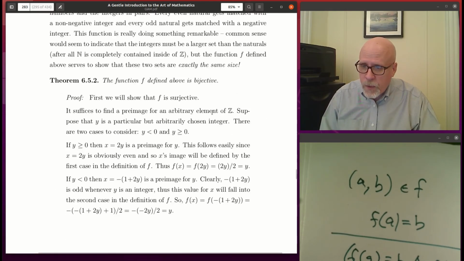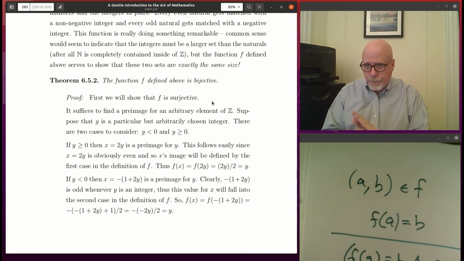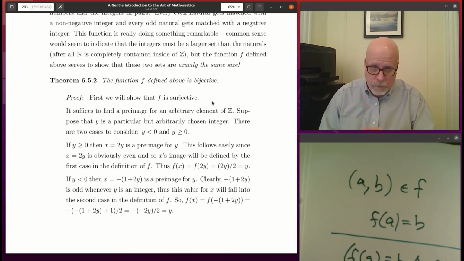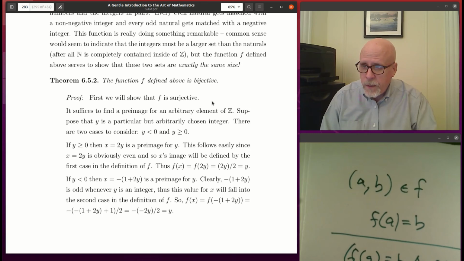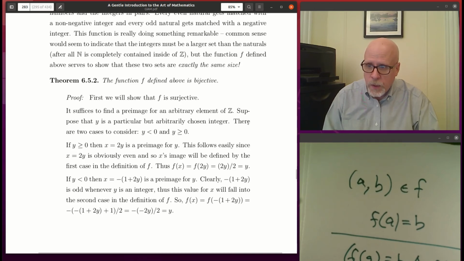Okay, so let's show that it's a surjection. Because those are the two things we're going to do again, surjection and injection. So, all right, let's see. It suffices to find a preimage for an arbitrary element of Z. Suppose that y is a particular but arbitrarily chosen integer. There are two cases to consider. It's either negative or it's 0 or higher. Okay, so let's do the 0 or higher first. If y is greater than or equal to 0, then here's your preimage, twice y.